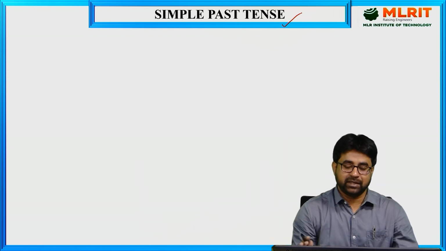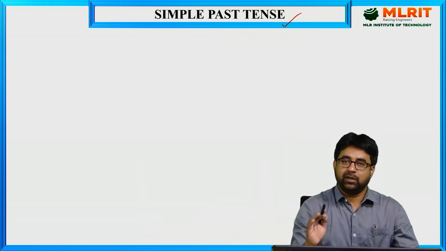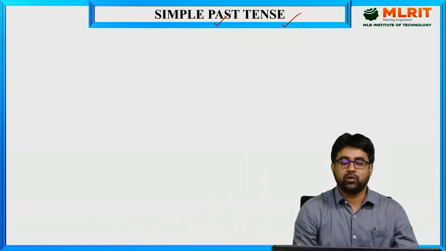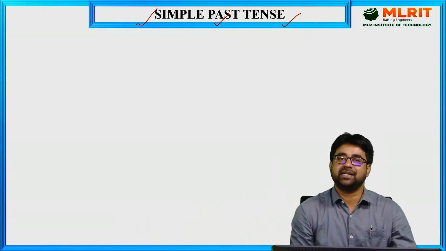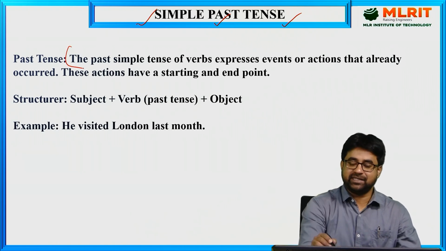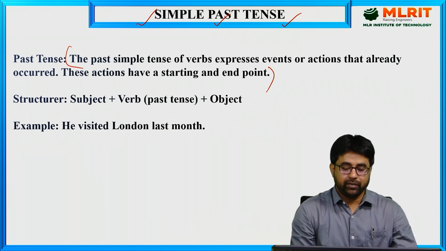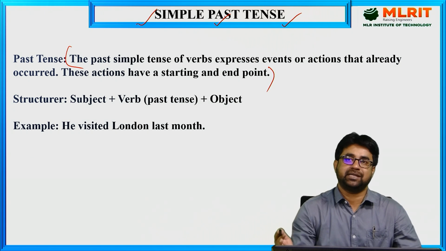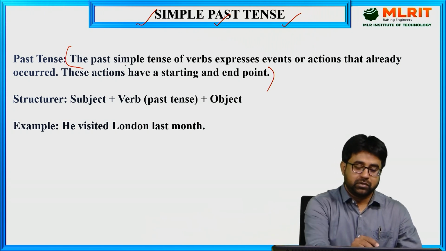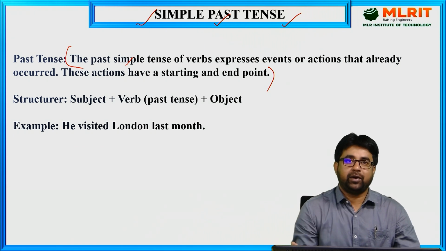As you know, each tense has four different aspects. Similarly, past tense also has four different aspects: simple, continuous, perfect, and perfect continuous. First, I will be discussing simple past tense. What is past tense in general? From the name itself, you can get the idea. Past means something that has already occurred, something that has already happened. So in order to talk about an event or action that has already occurred, we use past tense.